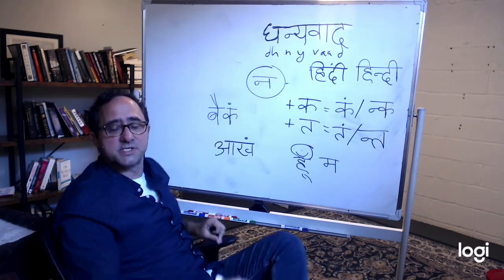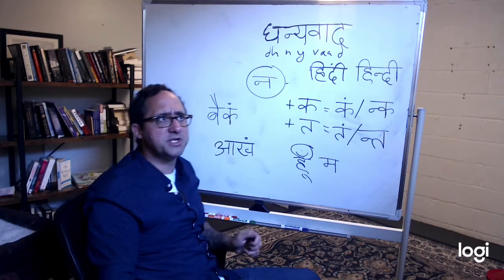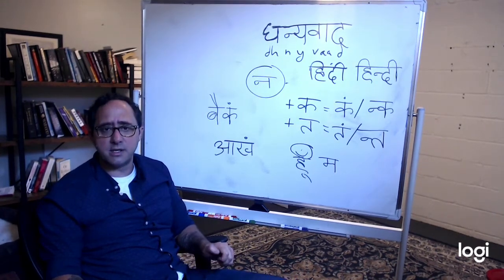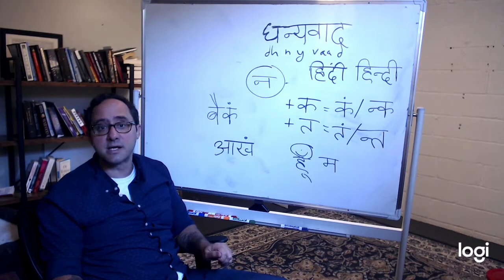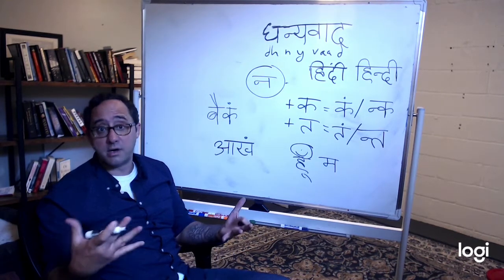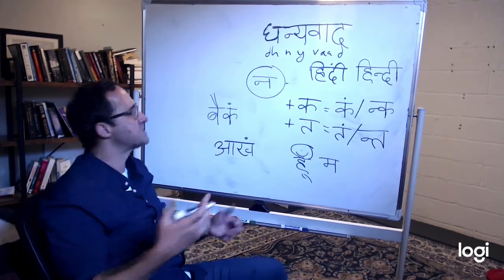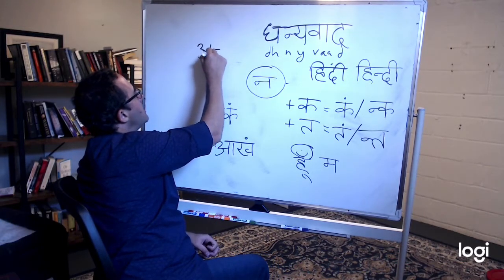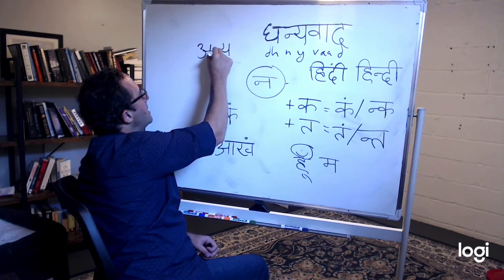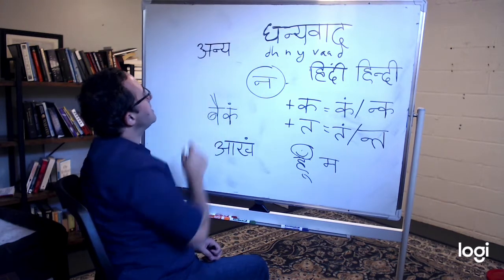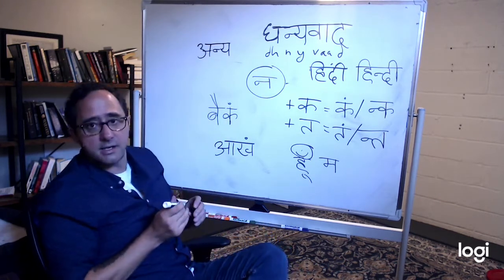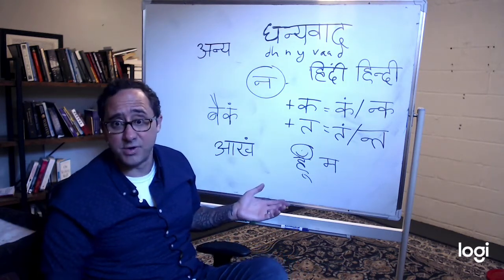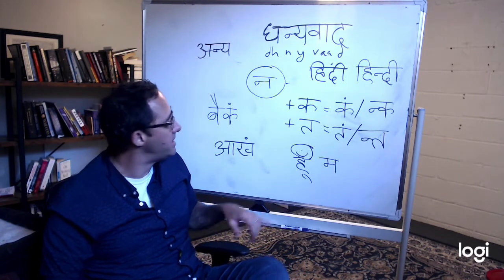Dhanyavad. There's also Anya, which if you watch Netflix, Raja Rasoy and or Anya Kahaniyan. Other. I think it's other. So, Anya. Anya. Okay? So that's pretty easy how to add that N.